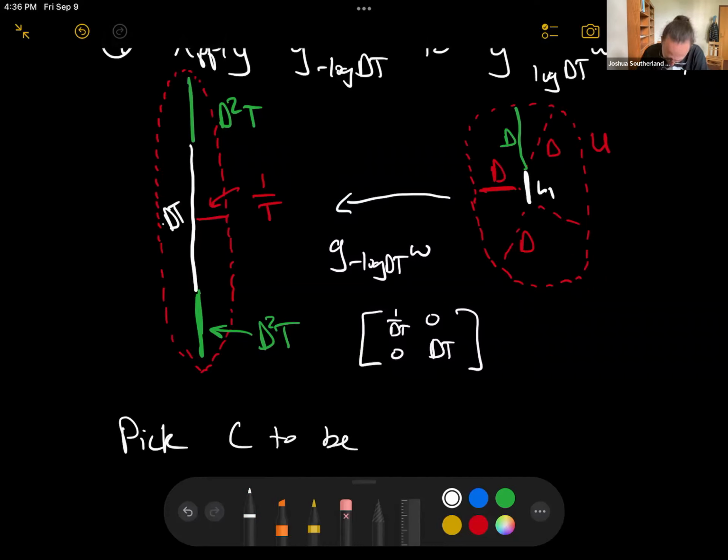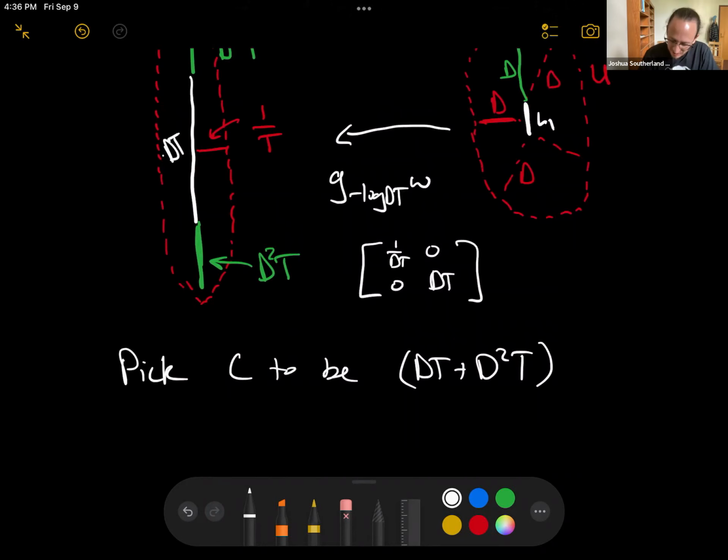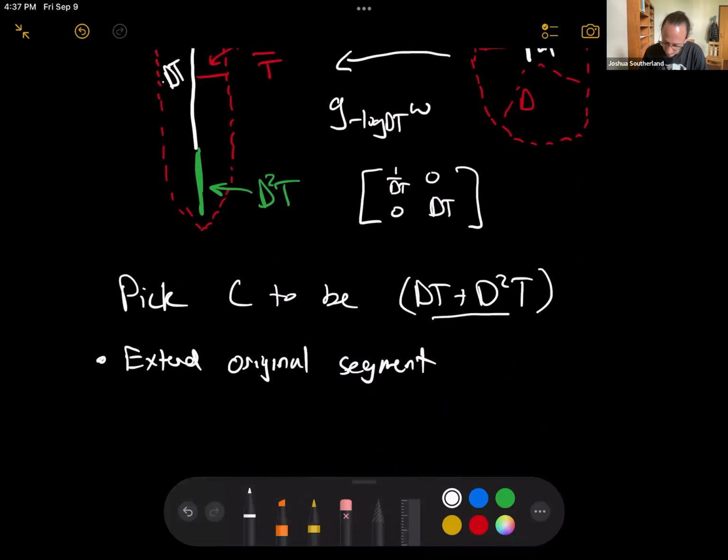And let's see. So we're going to pick c to be d t plus d squared t. So what am I doing? I'm sorry. We are extending the original segment to include the green pieces. So we started with a segment that's dt. I'm going to extend it to include these green pieces. So this is the new length of the segment.